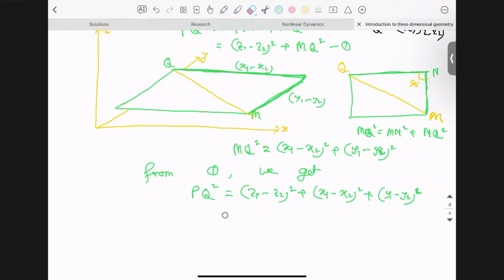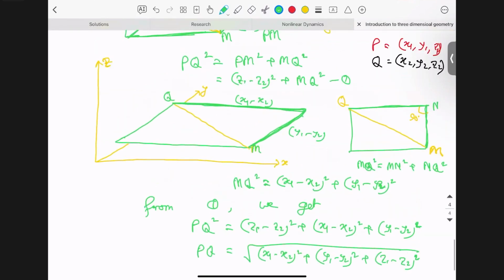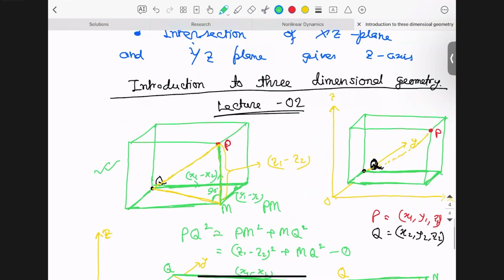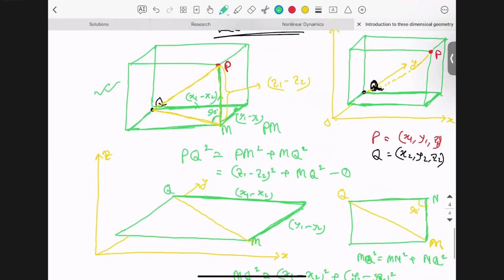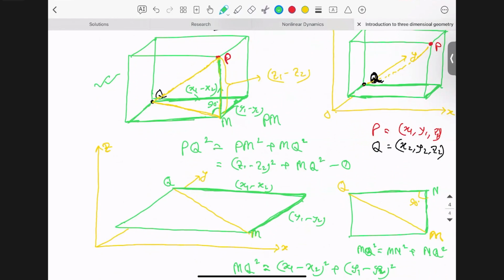That's why PQ will be the positive square root of x1 minus x2 square, plus y1 minus y2 square, plus z1 minus z2 square. So this is the length of PQ obtained from here, and this PQ represents the distance between these 2 points P and Q. Now, I have derived all the methodology behind finding the distance between P and Q.